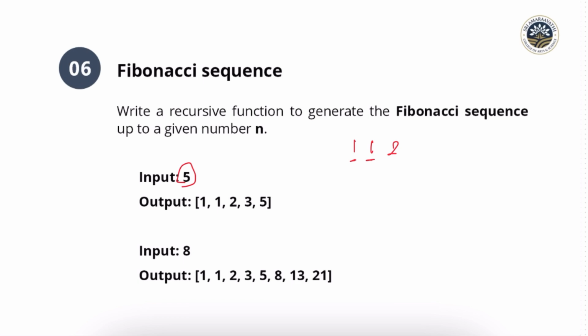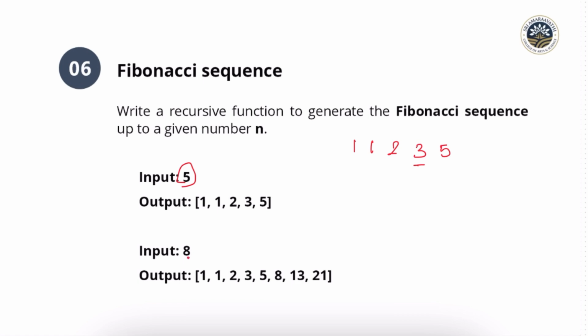Now which are the last two elements? These two elements. If you add these two elements, what will you get? 3. Okay. Now what are the last two elements? 2 and 3. If you add these two elements, what will you get? You will get 5. So which are the last two elements? So actually you got 5 elements, right?